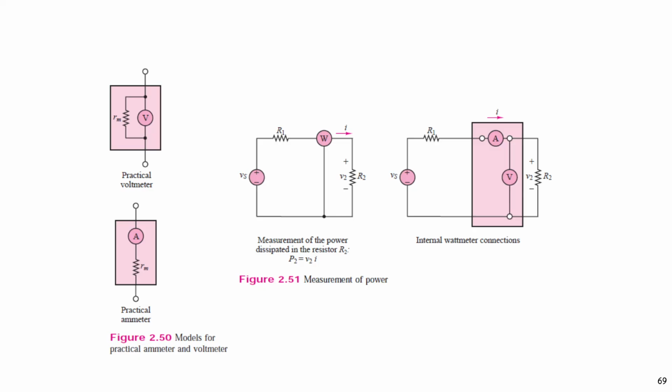Okay. And when we measure the power, we can use a wattmeter, right? We can use a voltmeter and an ammeter and multiply V and I together, or we can use a wattmeter like this. The wattmeter will measure both current and voltage and calculate the power for us.